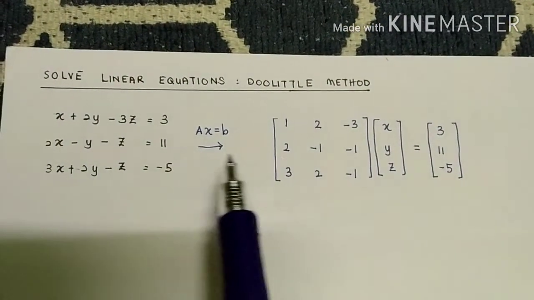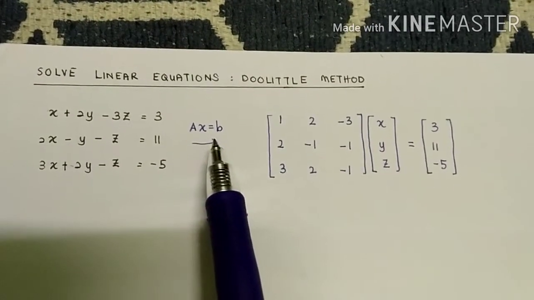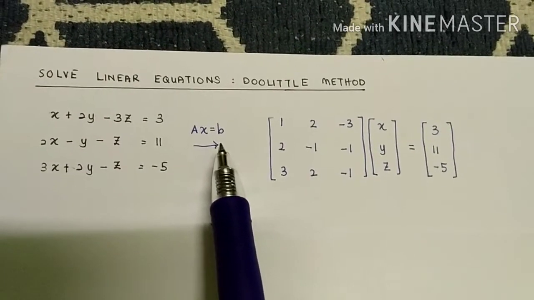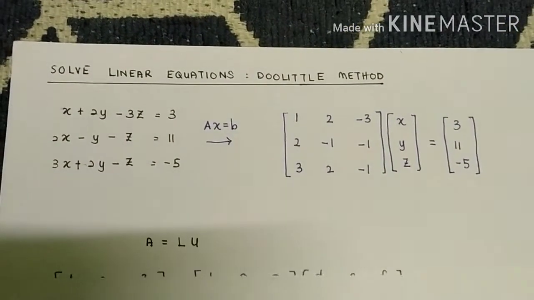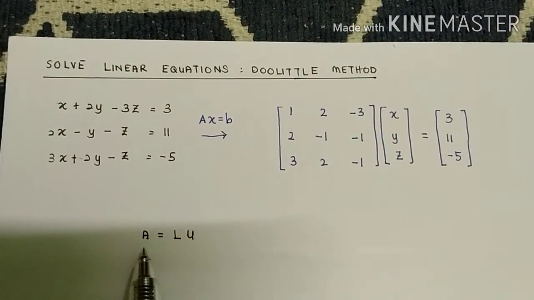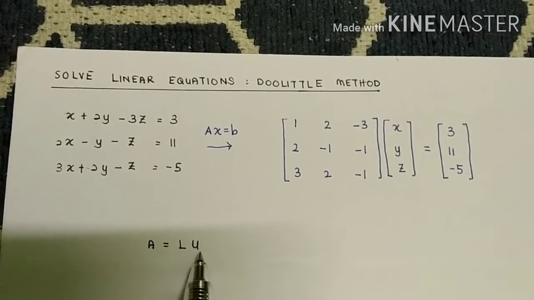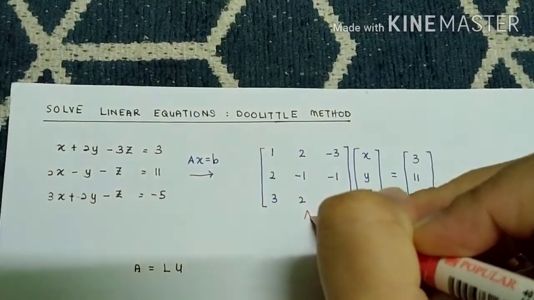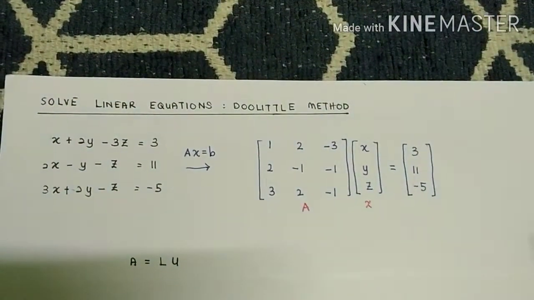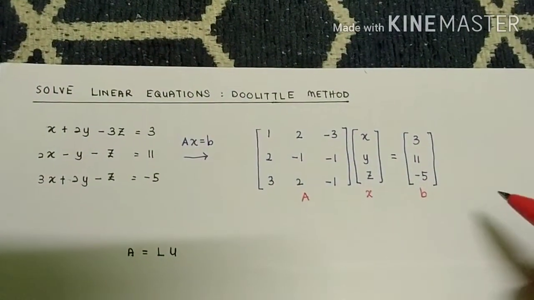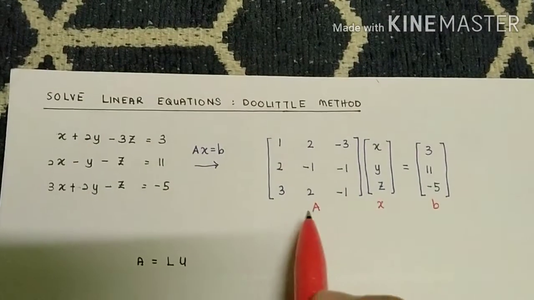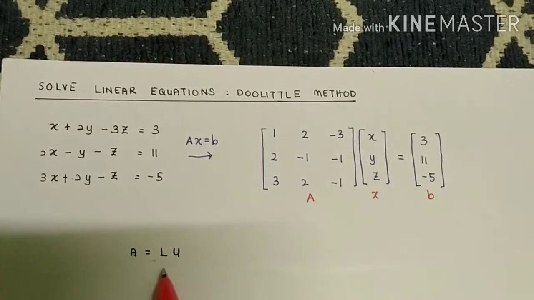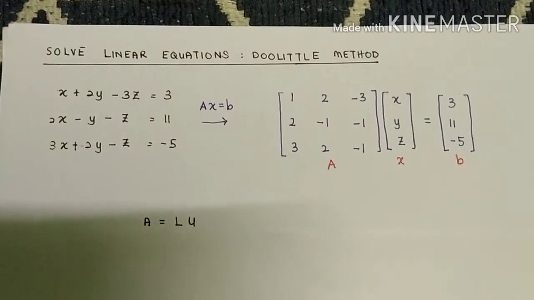So this is our first step to solve these linear equations by using the Doolittle method. We convert the linear equations into the form of matrix Ax equals to b. For the next step, we must find matrix L and matrix U by using this formula. The formula is matrix A equals to matrix L multiplied with matrix U. From this equation, we know that this is our matrix A, this is our matrix x, and the right side is the matrix of b.